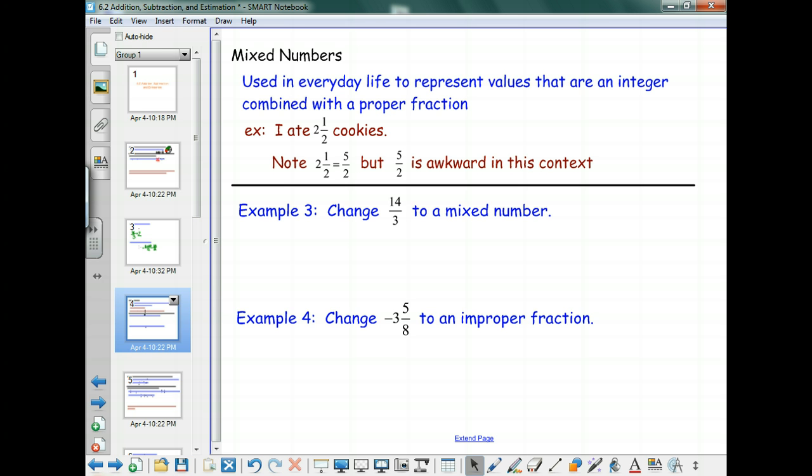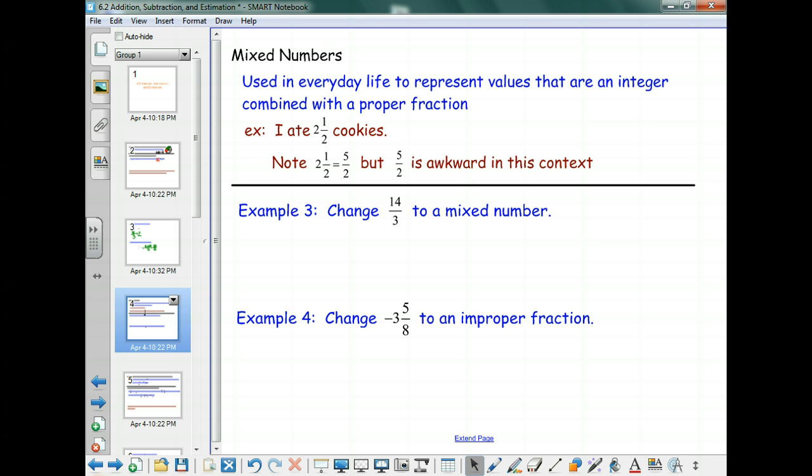All right, now we're going to talk a little about mixed numbers. So mixed numbers are very useful in everyday life. They're not really all that easy to work with mathematically, but we think in them a little bit better. For instance, if you had 2½ cookies, it means the same thing as 5 halves, but it would be very awkward to say I had 5 halves cookies. Who would look at you and say, dude, what? That doesn't make any sense.